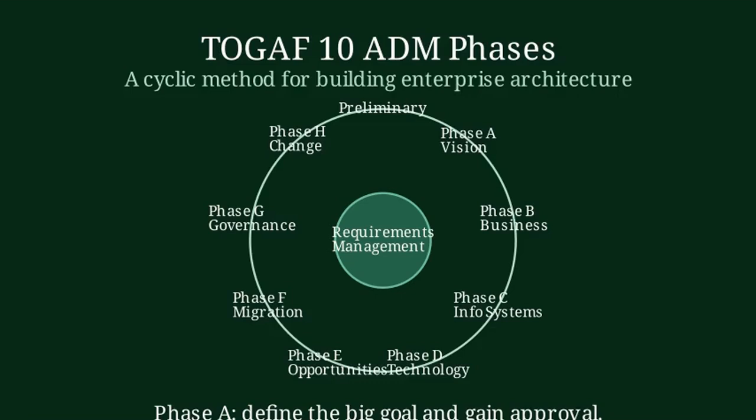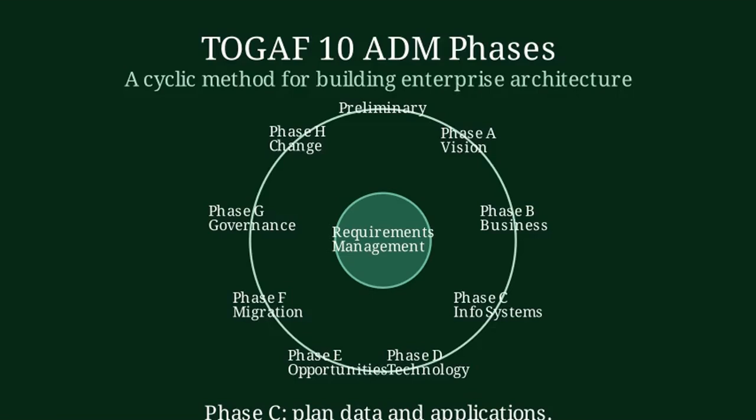Phase B is business architecture. We study how the business works, strategy, organization, and processes. For a shopping app, this includes browsing and checkout steps. Phase C is information systems architectures. This includes data architecture and application architecture. We decide how data is organized and which software apps are needed.